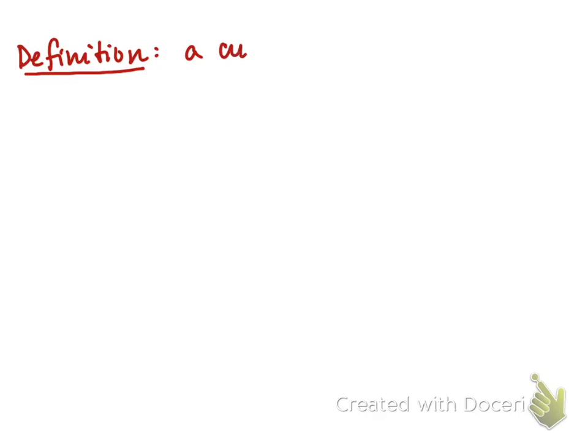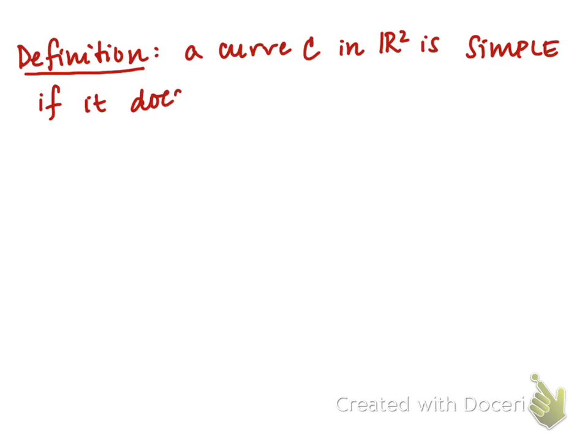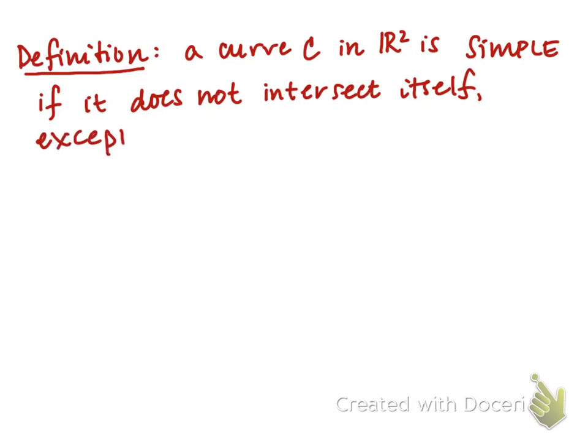A curve C in R2 is simple if it does not intersect itself, except possibly at the endpoints.